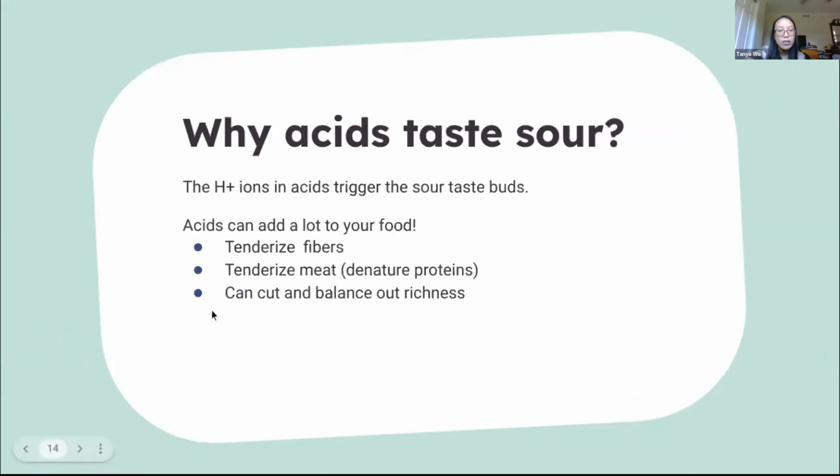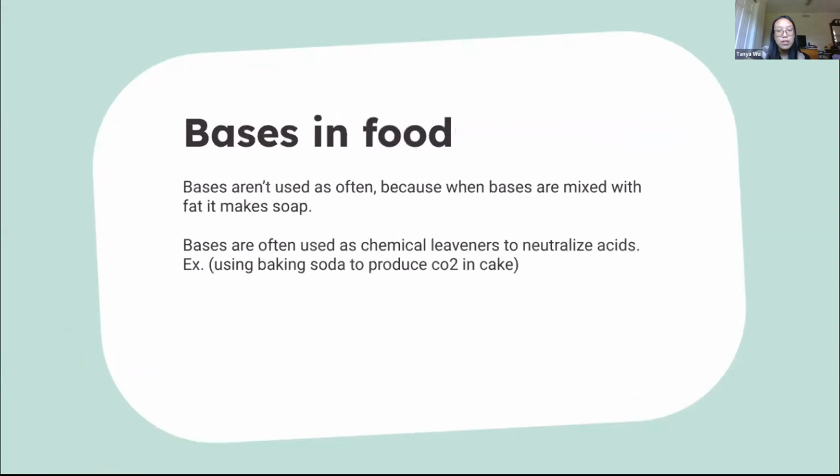Why do acids taste sour? Well, okay, so the hydrogen ions trigger the sour taste buds, and they do a lot of stuff to your food. Bases, they're mostly used to neutralize acids because they can be used to produce carbon dioxide when they do.